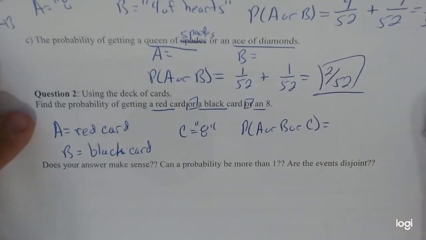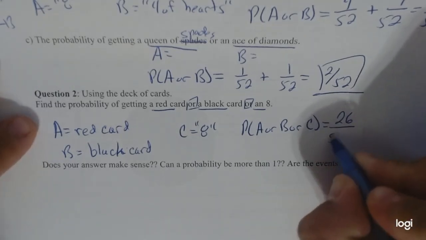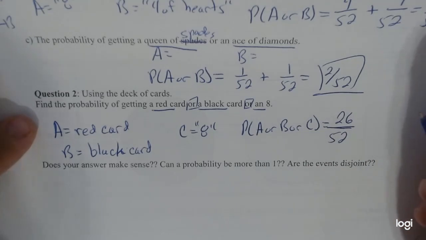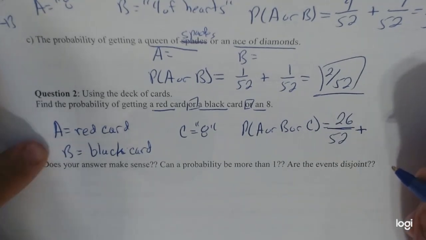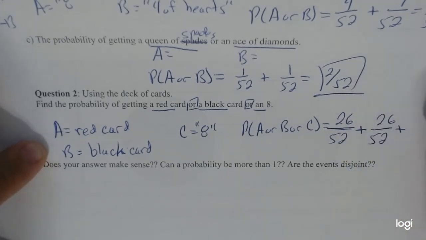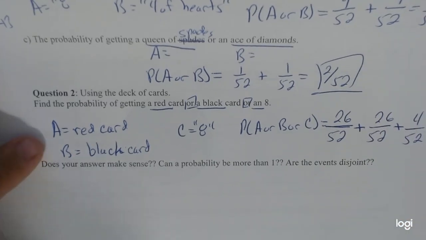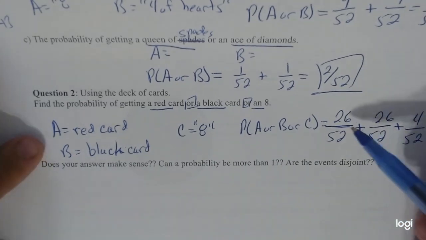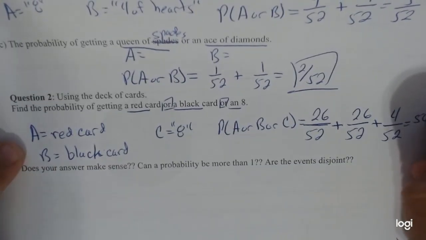So what's the probability of getting a red card? Well, there's a total of 26 red cards, right? I don't care if it's hearts or diamonds, it's just a red card. Plus, how many black? Again, there's also 26 black. And then how many 8s? We did that earlier. There's 4, right? So adding all these up should give us what? 56, I believe. 56 over 52.